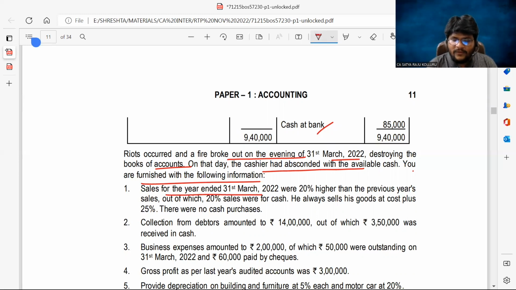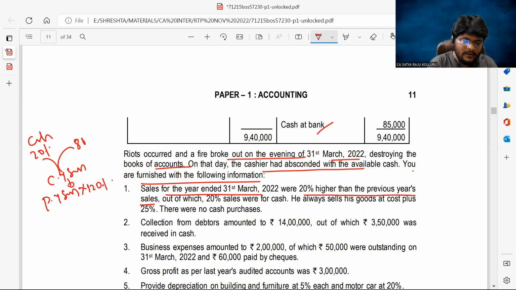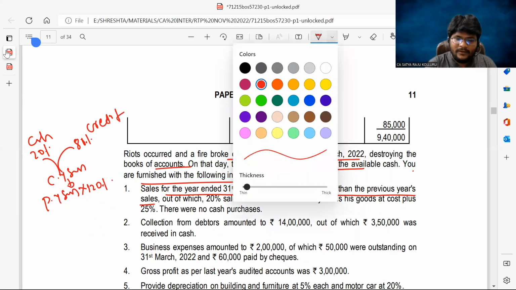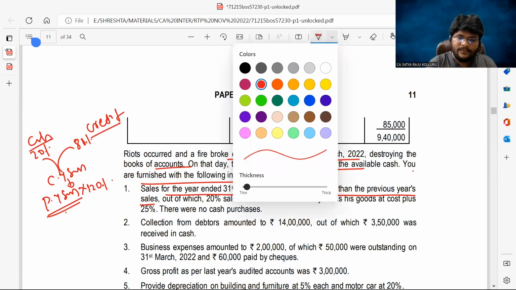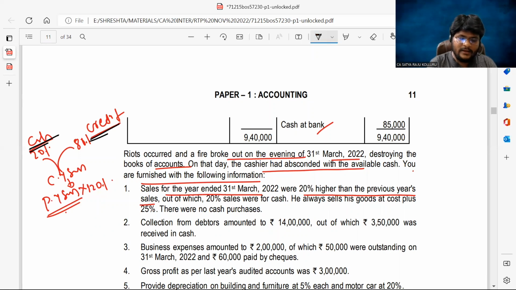Sales for the year ended 31st March 2022 were 20% higher than the previous year's sales. First of all, you need to decide the previous year's sales. If you know the previous year's sales, multiply by 120%, then you will know the current year's sales. Out of the current year's sales, 20% are for cash and the remaining 80% are for credit. That means the base point is here: if you know the previous year's sales, you know the current year's cash sales and credit sales.